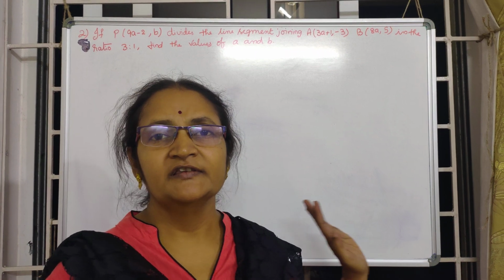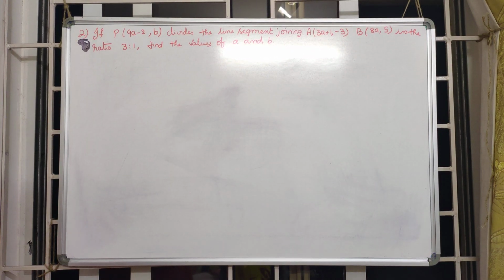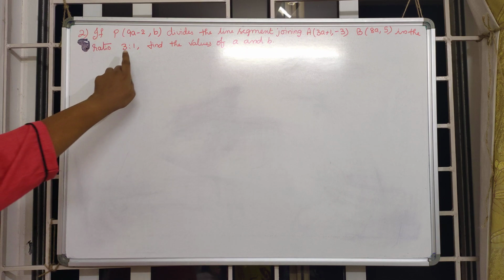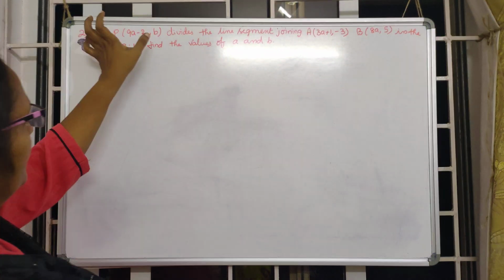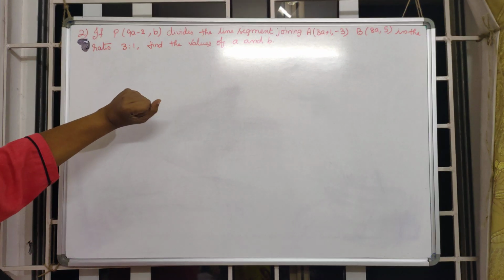Everyone, let us see the next example. If P(9a - 2, b) divides the line segment joining A(3a + 1, -3) and B(8a, 5) in the ratio 3:1, find the values of a and b. The ratio is given to us, the points are also given to us, and the coordinates of P are also given to us.